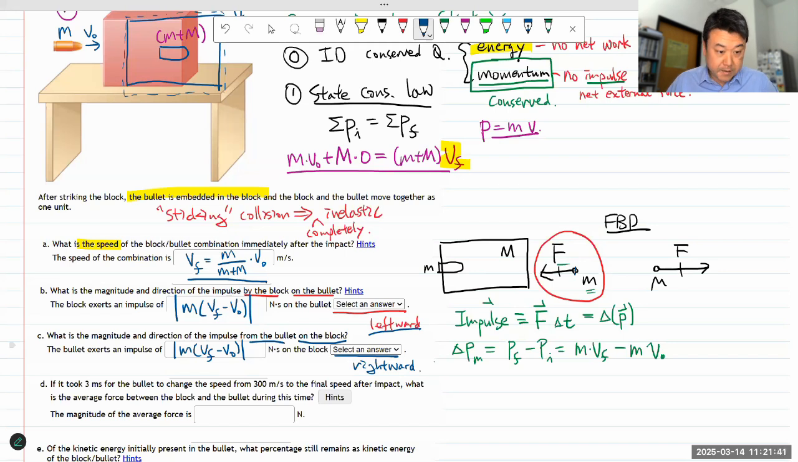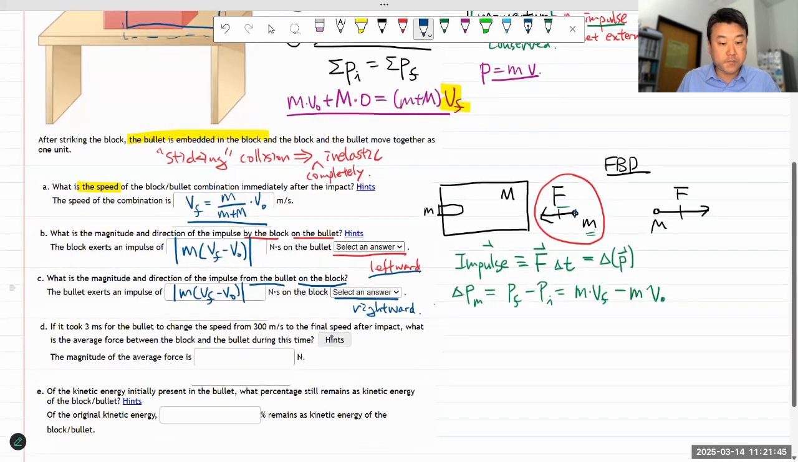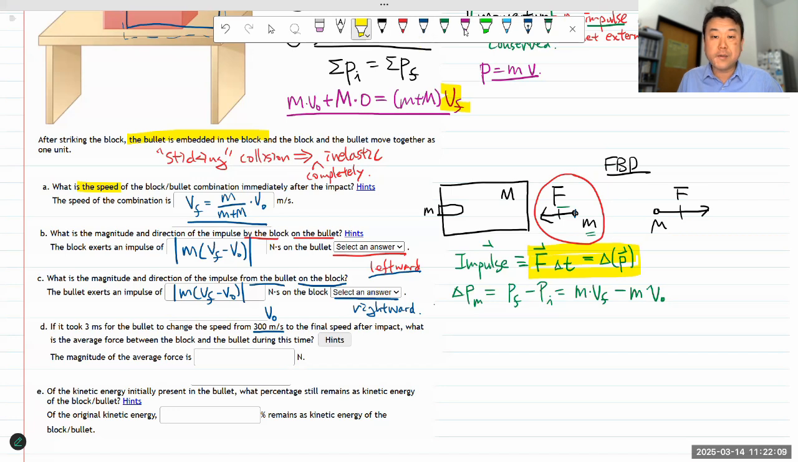Part D, if we took 3 milliseconds for the bullet to change the speed from the initial speed to the final speed after impact, what is the average force between the bullet and the block during this time? So this is where actually this relationship is helpful. We already figured out the impulse. So using the thing on the far right, all we have to do is just solve for force, and we are done.